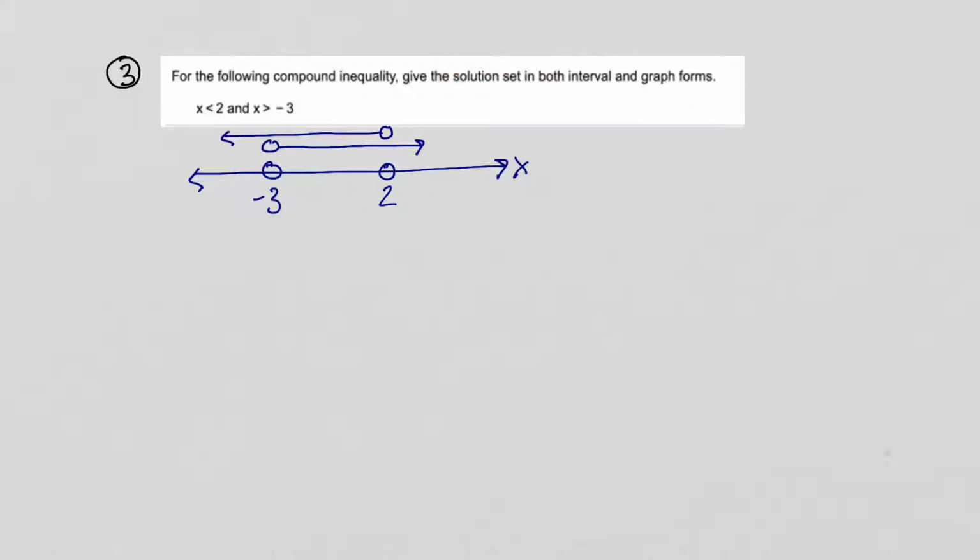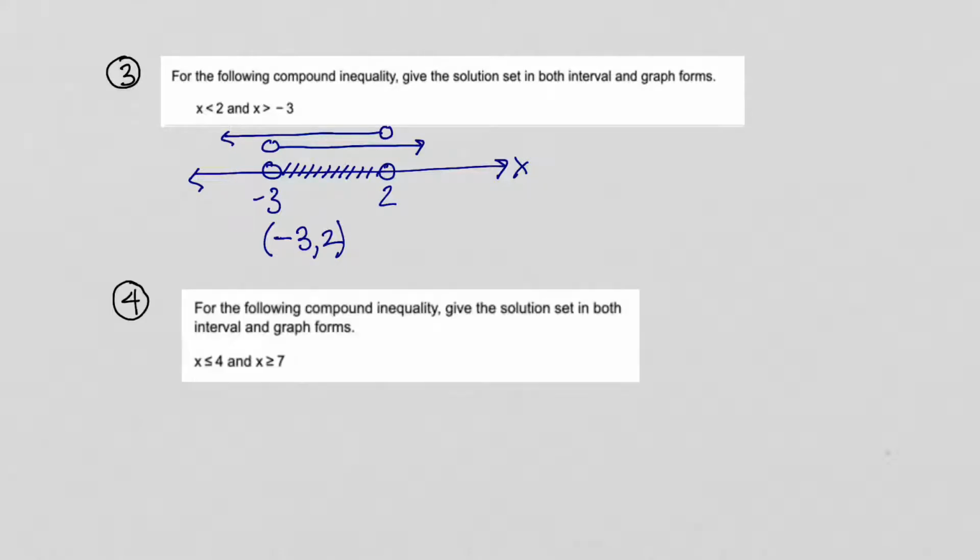Give the solution set in both interval and graph form for these inequalities, and this is an and. So I'm looking for the numbers that are to the left of 2 and at the same time to the right of -3. I think I've got them right in here. So if I just bring that straight down, there's the graph. And now from the graph, we can get the interval form, and the interval form just looks like this. Lower limit, comma, upper limit. And because I have open circles, I use parentheses.